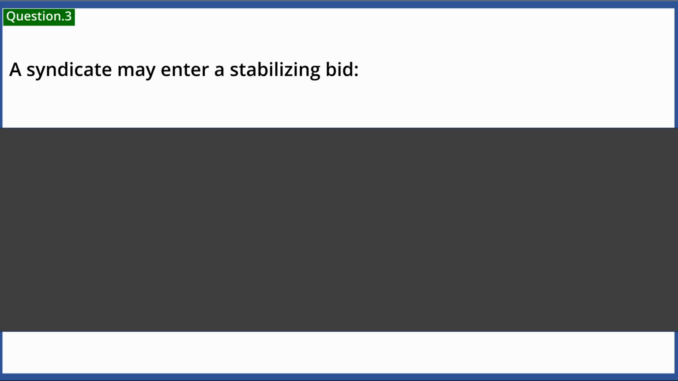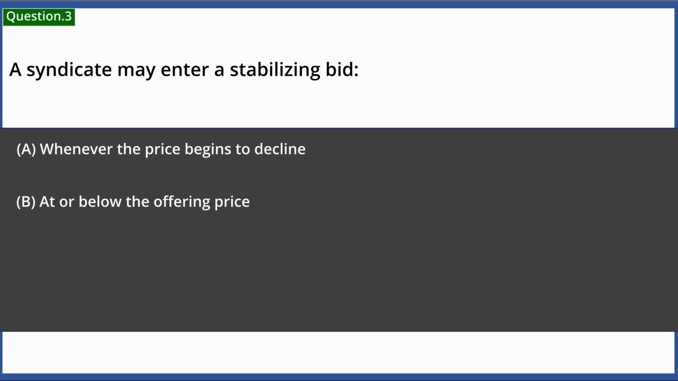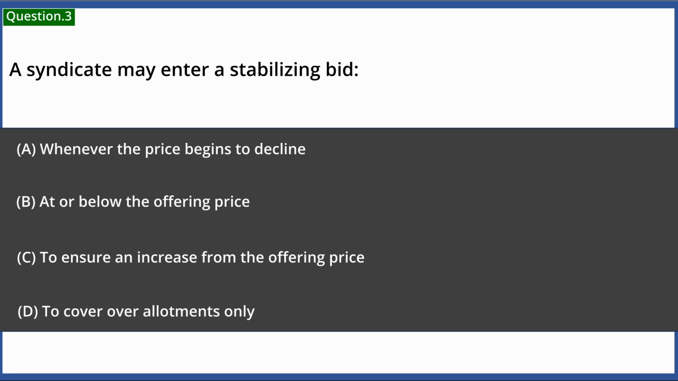A syndicate may enter a stabilizing bid. A. Whenever the price begins to decline. B. At or below the offering price. C. To ensure an increase from the offering price. D. To cover over allotments only. Answer: B. At or below the offering price.